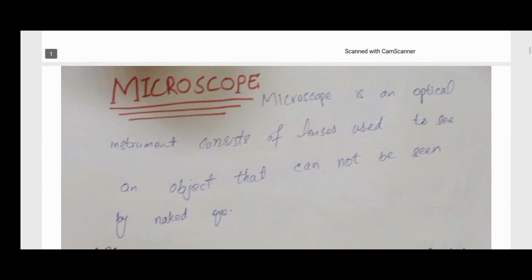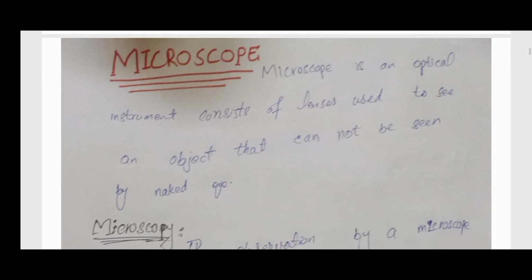Next is the microscope. What is a microscope? A microscope is an optical instrument we use to see the smallest objects that cannot be seen by the naked eye, and a microscope consists of lenses. What is microscopy? Microscopy is a process, a method, and it is observation using a microscope.